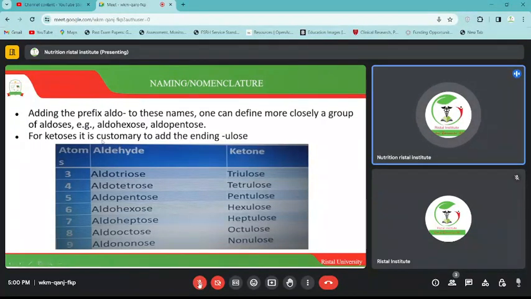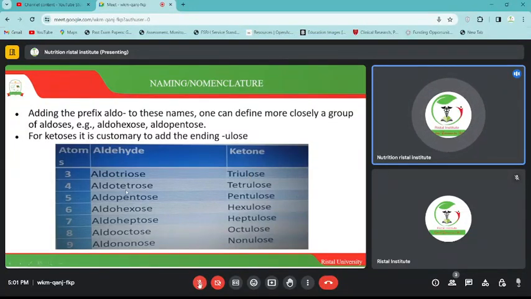Likewise, for the ketones, they follow the same idea, but instead of putting the word in the beginning, as we do with aldo, we put it at the end. So looking at some of the examples here on the ketone side, those with 3 carbon atoms are called trioses, and if they have an aldehyde group, we call them aldotriose. If they have a ketone group, they are called triulose. Either way you pronounce it, those are the spellings.